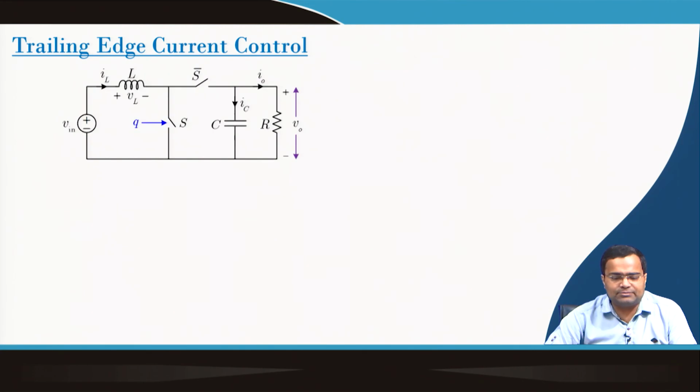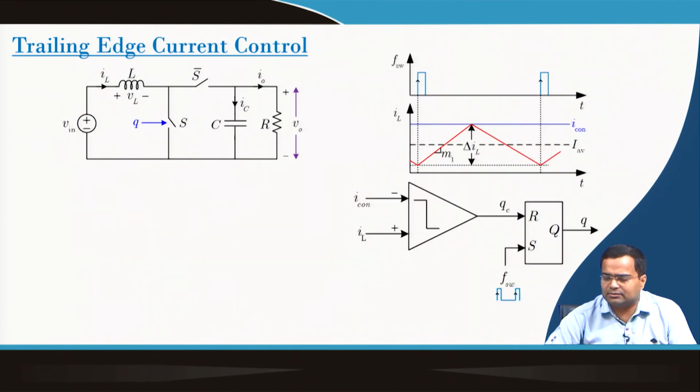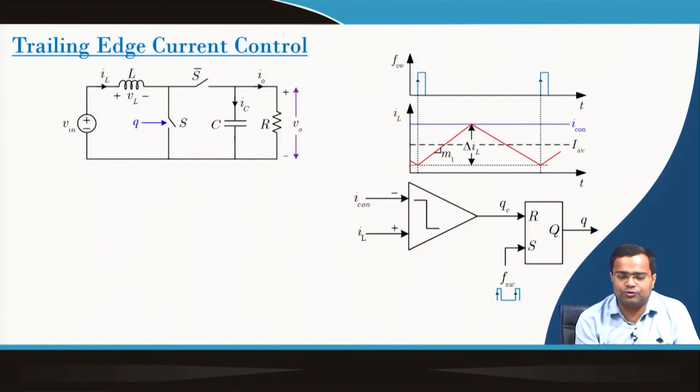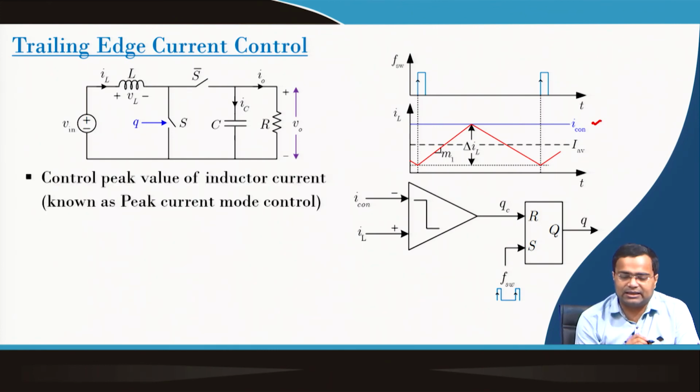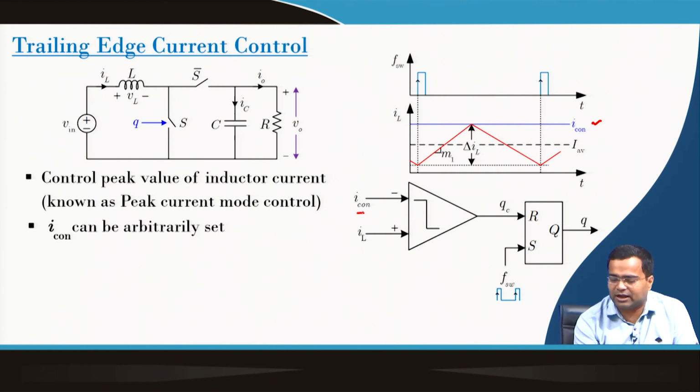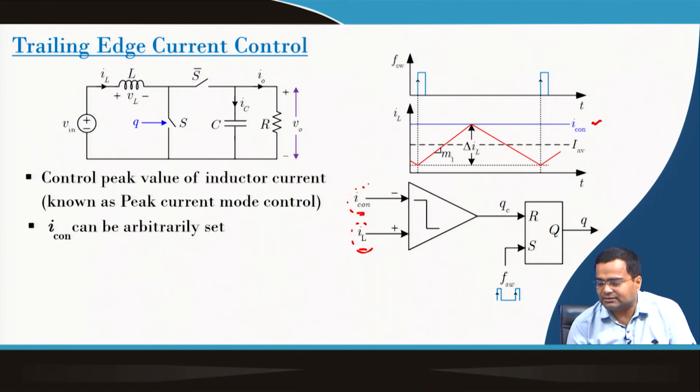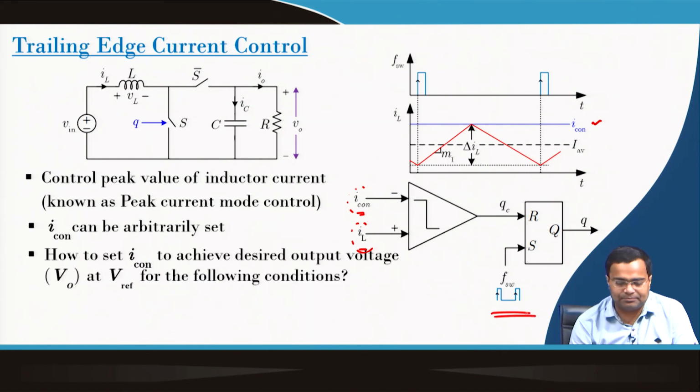So, under trailing edge modulation, you can simulate. Now if you do the current control technique, instead of a ramp, you can use the inductor current. You can set a control current here, the peak current, and then compare the control current with the inductor current. So, here the ramp signal is replaced by inductor current and voltage is replaced by equivalent current, and this logic remains the same.